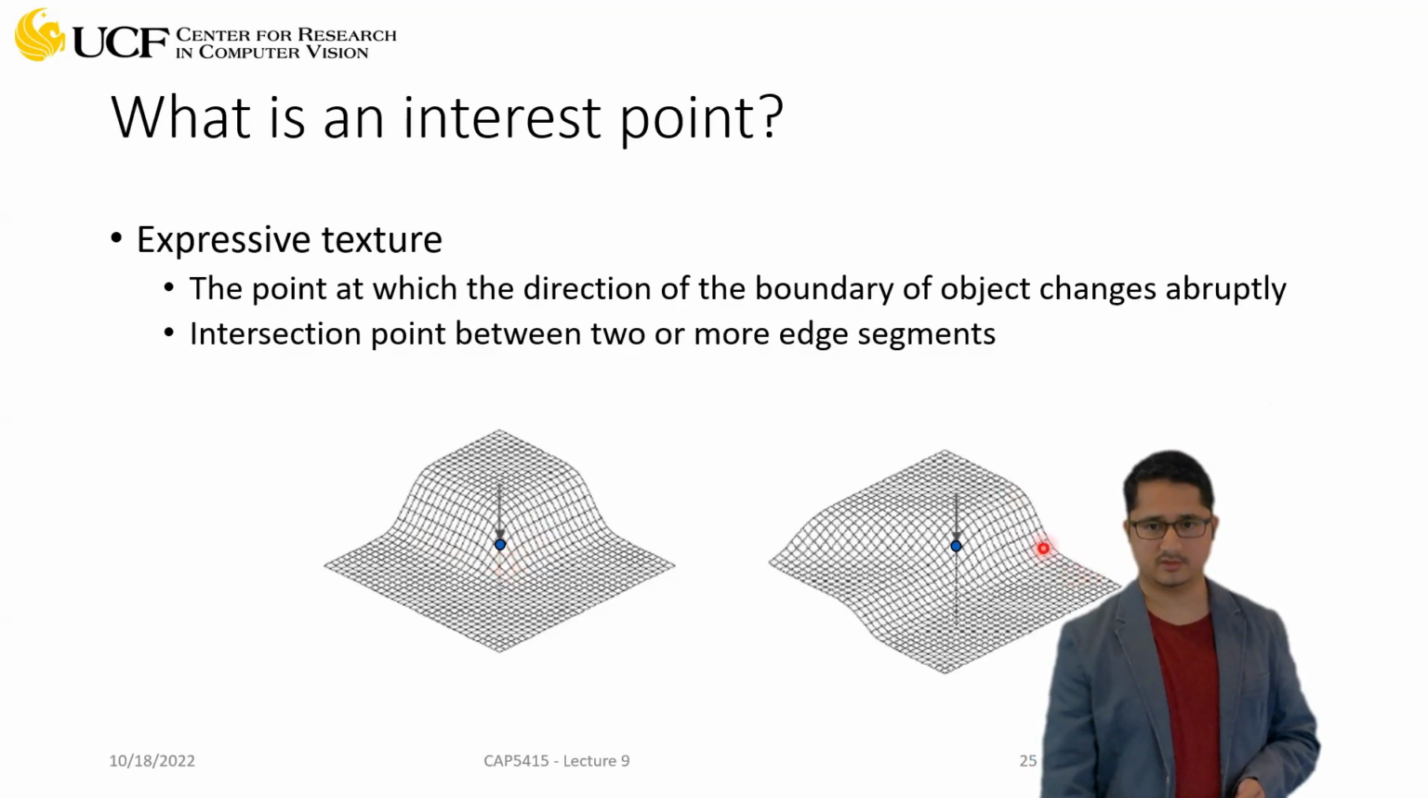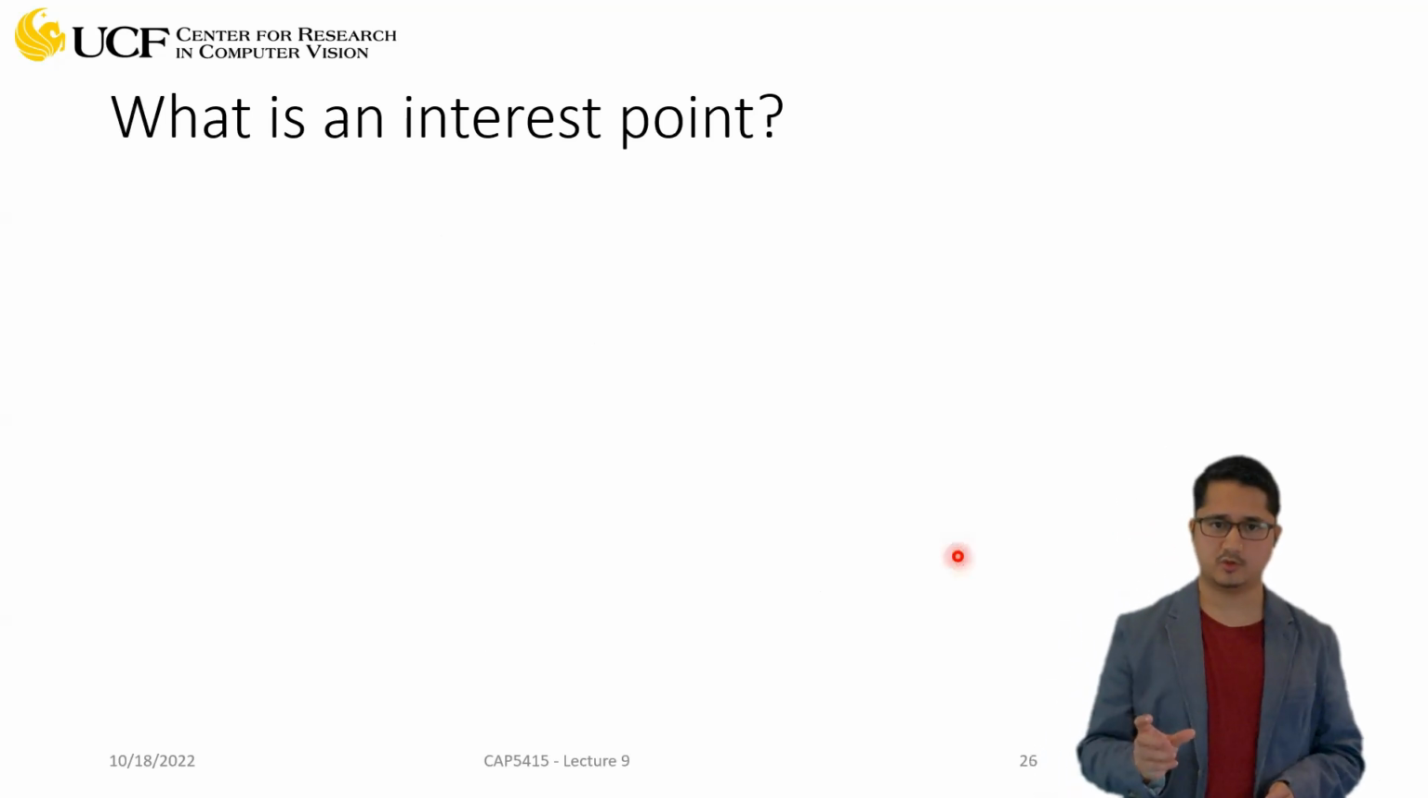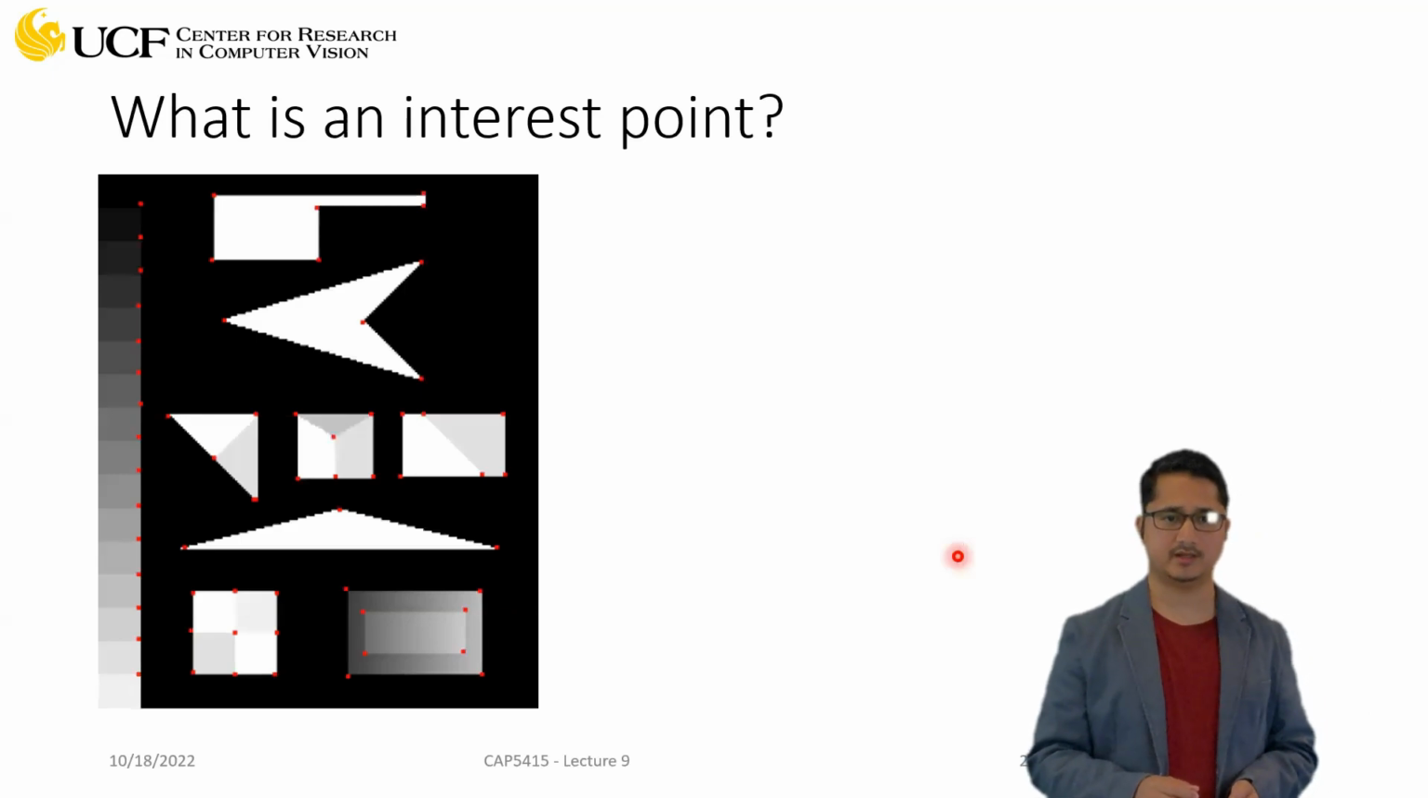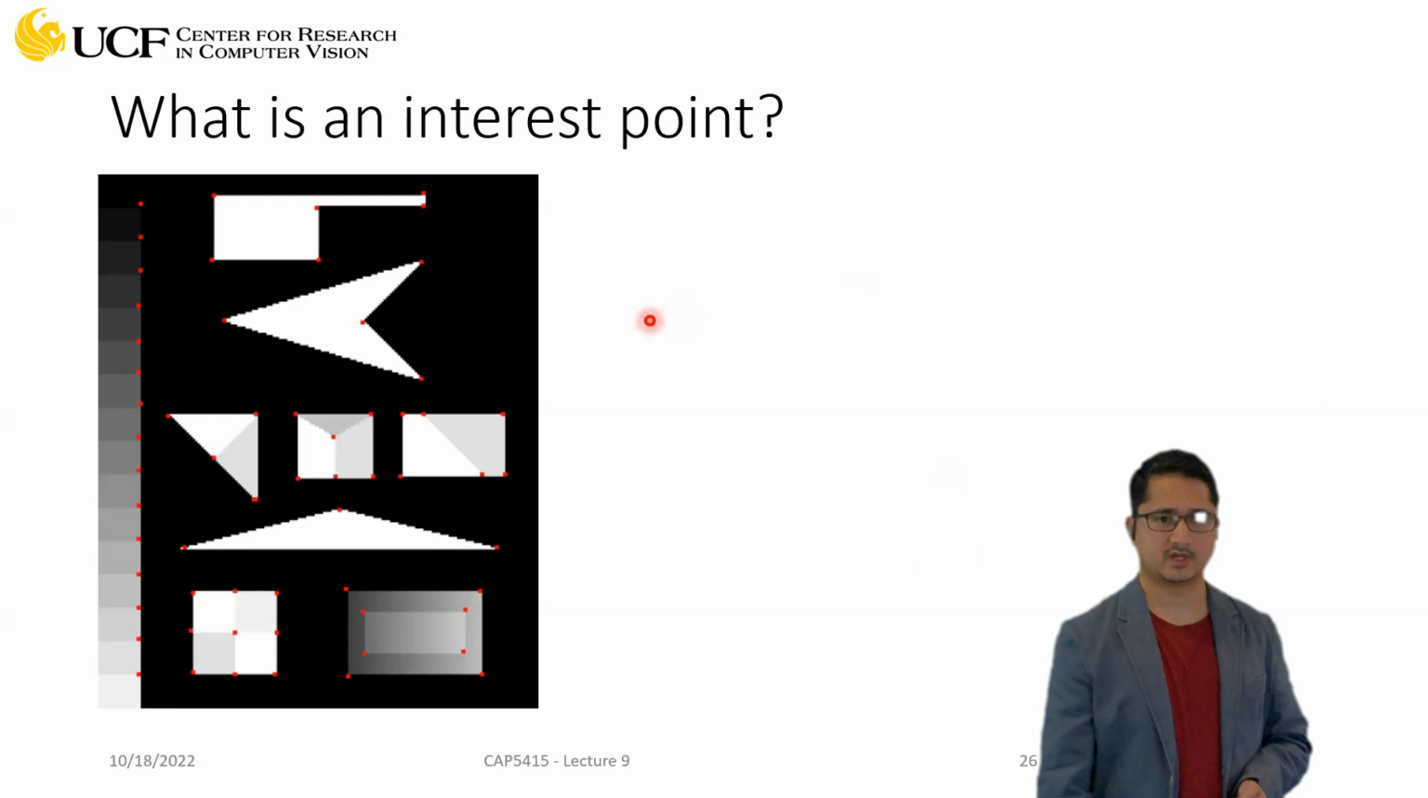And this is also interesting. You can see how different edges are intersecting. In this case, we have one more surface meeting at this point. So we call such points interest points, and let's try to make it more concise.